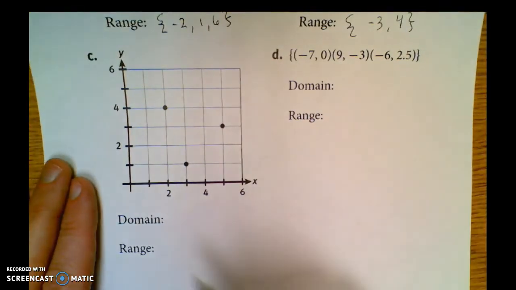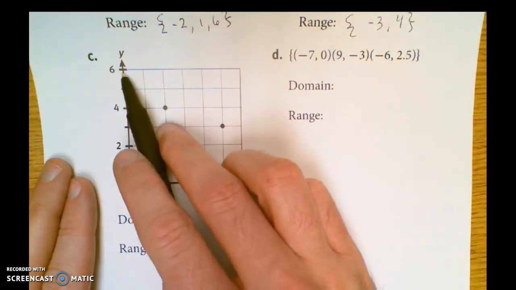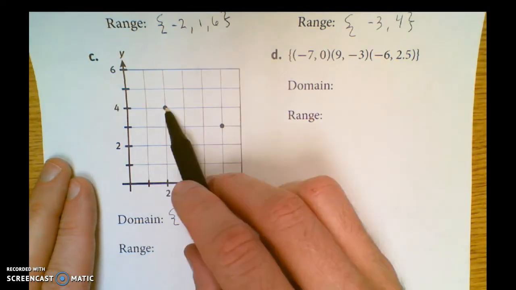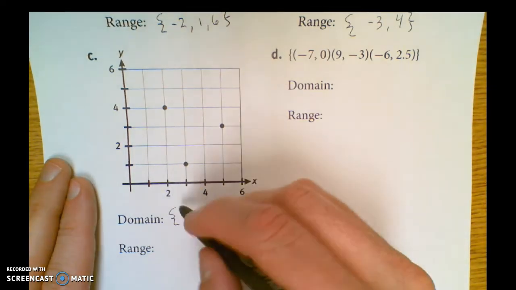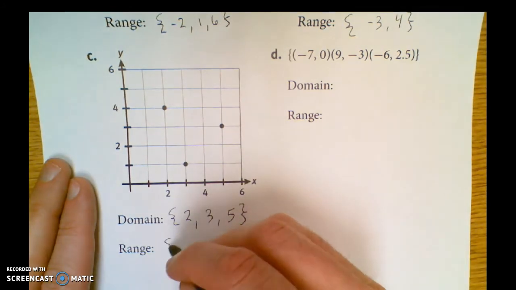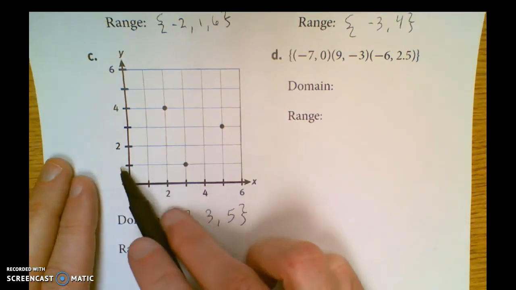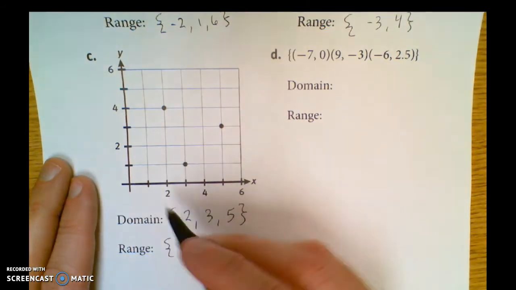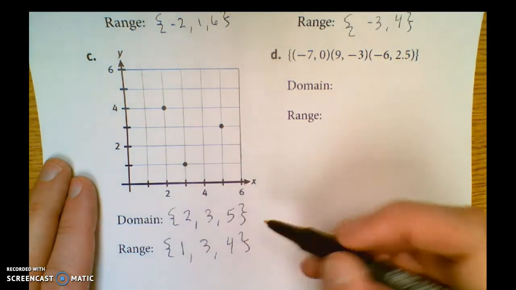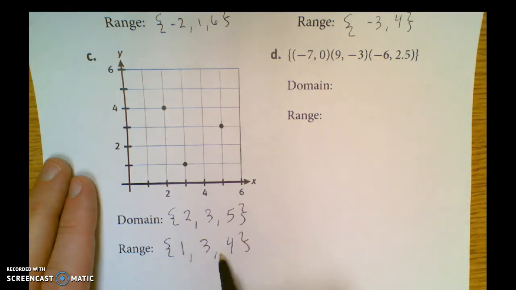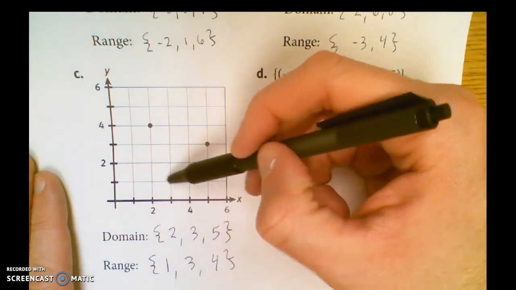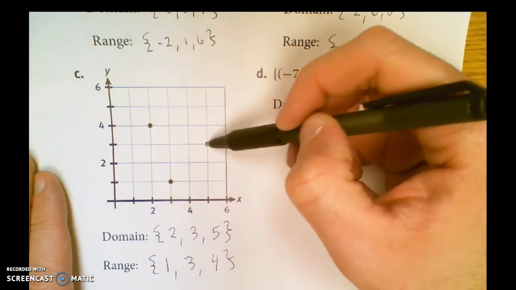On a graph, you look at your x values, and then you compare them to your y values. So my domain, where there are dots, I have a dot at 2, 3, and 5. So it's 2, 3, and 5. For my range, my lowest y value is 1, then 3, and then 4. So these are the possible values in my domain and in my range. Again, the y values are your range. So this is 1, 3, and 4.